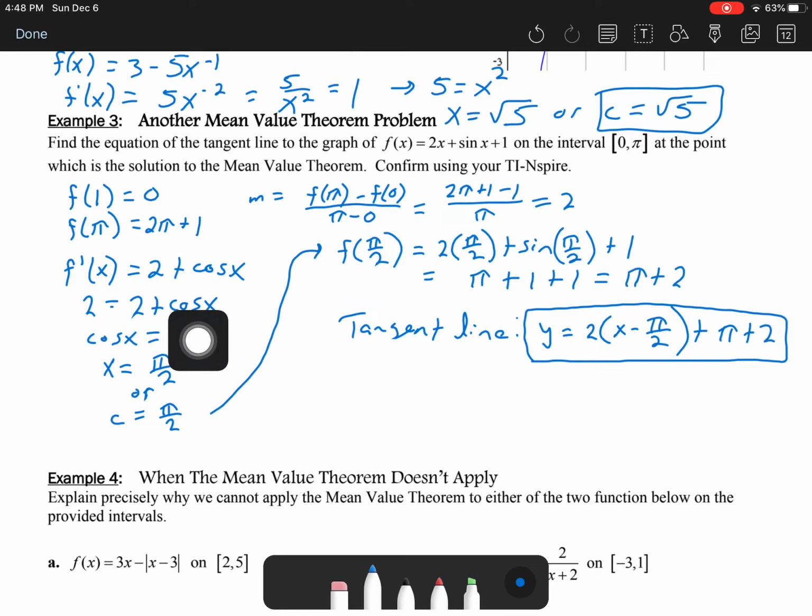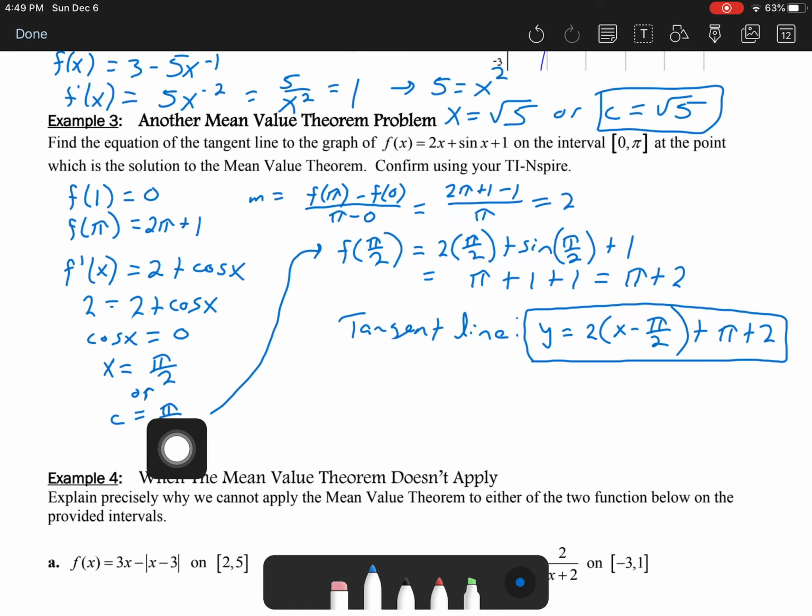So we're going to take our derivative and set it equal to 2. That's what we're doing here, and then we solve that equation to figure out the x-coordinate where we would have that slope of 2. Subtracting 2 from both sides, we get cosine of x equals 0. And the solution to that, if you recall, is at 90 degrees or pi over 2, which has a cosine value of 0. That's the one that falls in our interval. So x equals pi over 2, or c equals pi over 2.